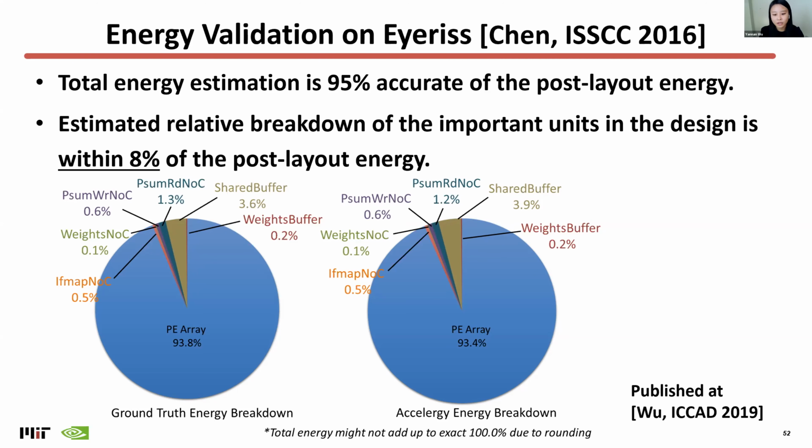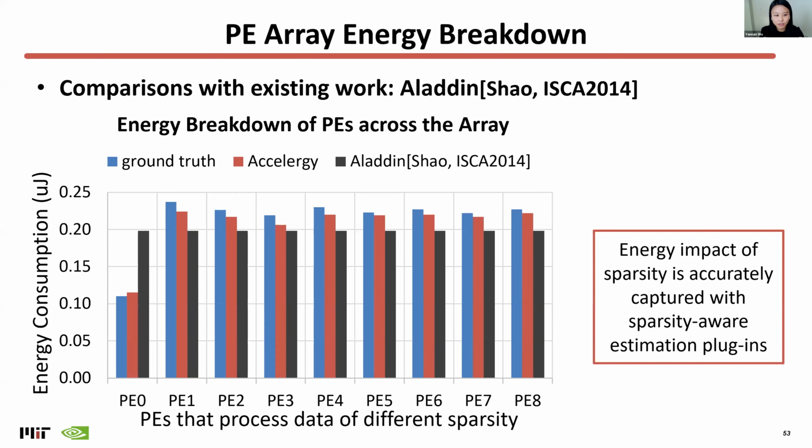So since the PE array is the most important part of this design, let's further take a look into the PE array energy breakdown. This figure shows the Accelergy estimation, the ground truth, and also a comparison to existing work called Aladdin, which is a very popular energy estimator, or modeling tool, for accelerator designs. This figure shows the energy breakdown of the PEs across the array. The x-axis again is the various PEs in the PE array, and each of them is processing data of different sparsity. The y-axis is the total energy consumption of this PE array in terms of microjoules.